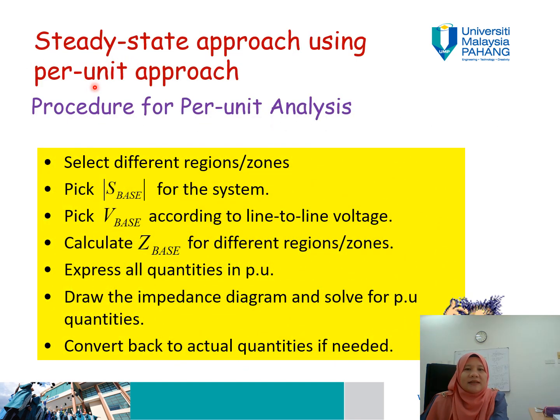For steady state analysis using the per unit approach, first select different regions or zones according to the base voltage. Then number 2 is to pick the base power for the system. Then pick the base voltage according to the line-to-line voltage. Calculate the base impedance for the different regions and zones. Express all quantities in per unit. Draw the impedance diagram, solve for per unit quantities, and convert back to actual quantities if needed.